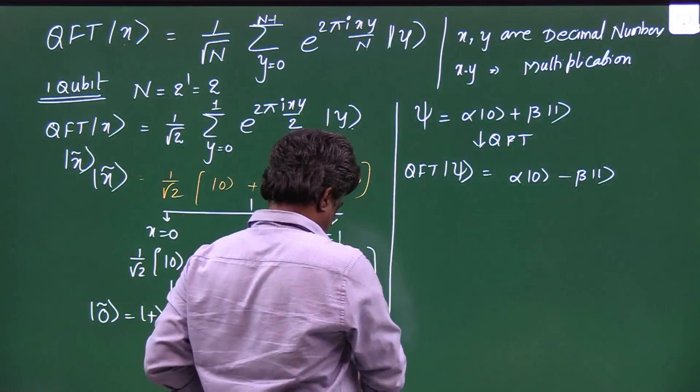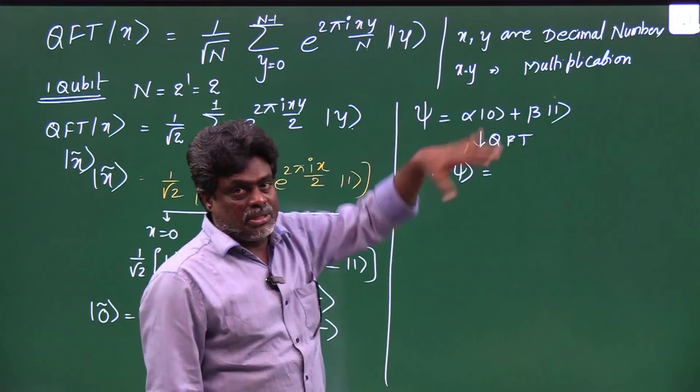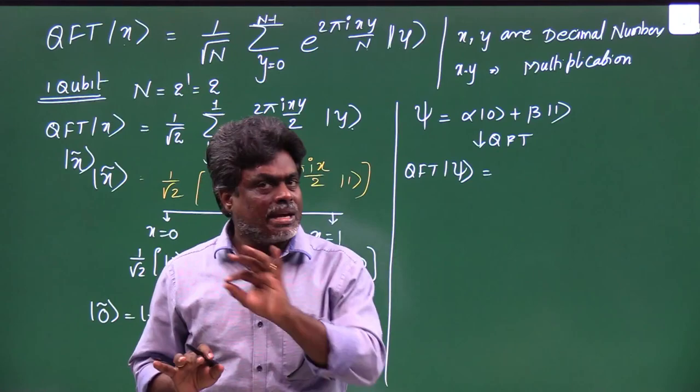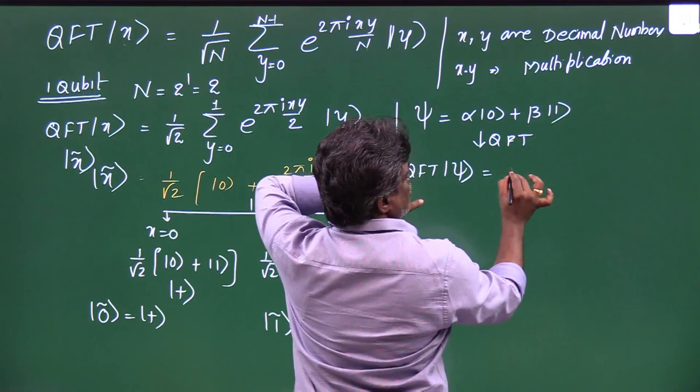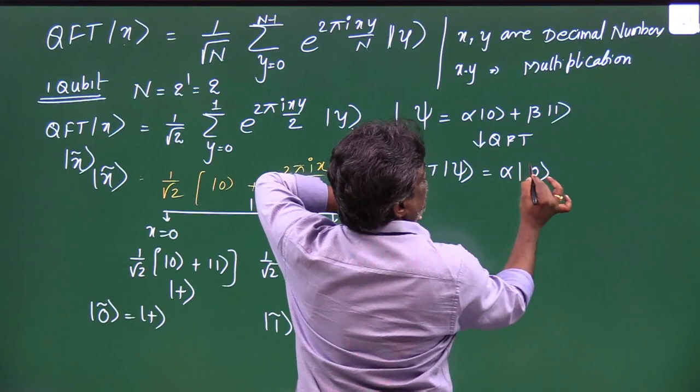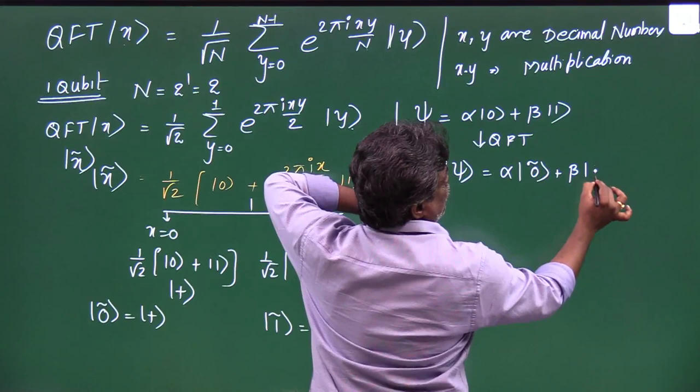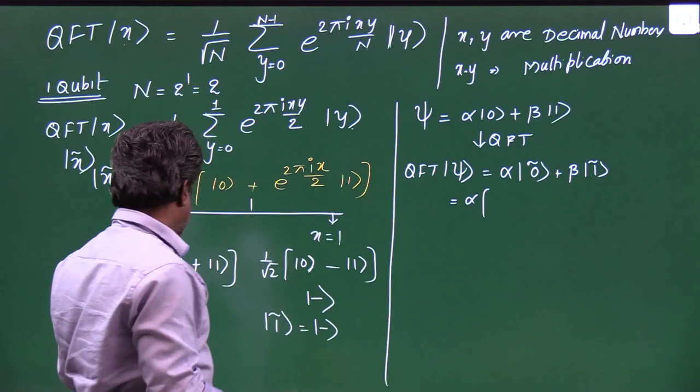No. One second. Whenever you have this combination of states and you apply the quantum Fourier transformation, all of our operations are linear, sir. So whenever you have a linear combination, simply apply: alpha, the quantum Fourier transformation of 0 is 0 tilde; beta, the quantum Fourier transformation of 1 is 1 tilde. Now, substitute what is 0 tilde. It's a plus.